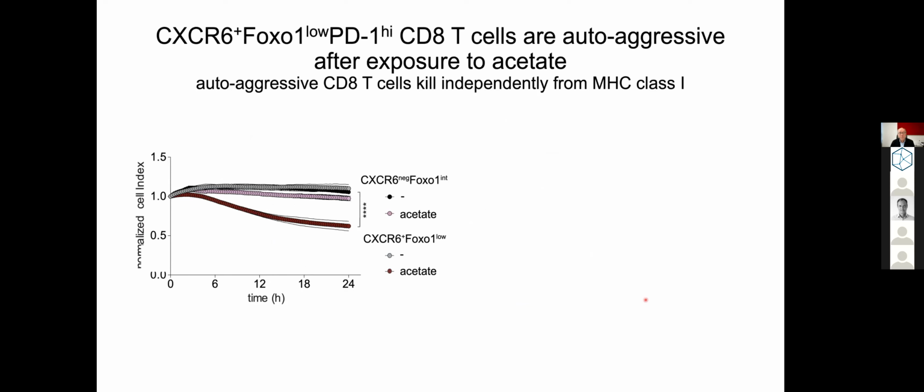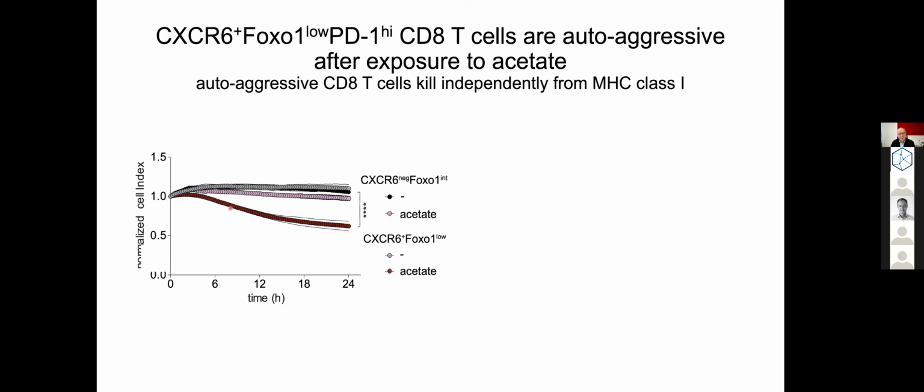Surprisingly, when we now looked into these cells, which were CXCR6 positive and FOXO1 low, we observed that they became cytotoxically active against target cells when they were exposed to acetate. And what you see here is a time-lapse assay for measuring cytotoxicity using an impedance-based measurement system using the xCELLigence technology. So a drop in cell index means a loss of viability of target cells. So here we used hepatocytes, but you can use any cell as target cell.